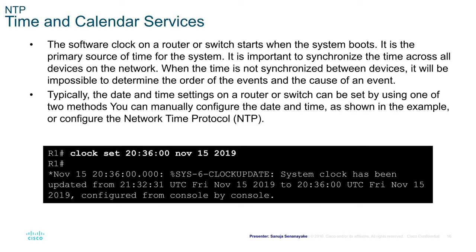Typically, the date and time settings on a router or switch can be set by using one of two methods. You can manually configure the date and time as shown in the example, or you can configure the time using the Network Time Protocol, also known as NTP. On the bottom of your screen, you see that they have manually set the time by running clock set, setting the time to 20:36 on November 15, 2019. And this is a manually set clock.